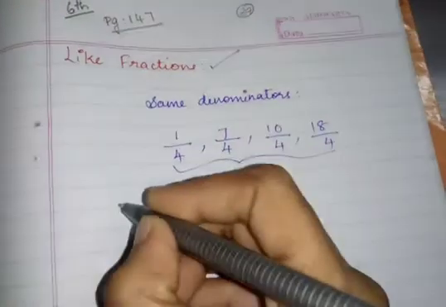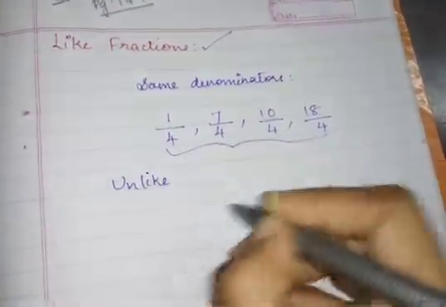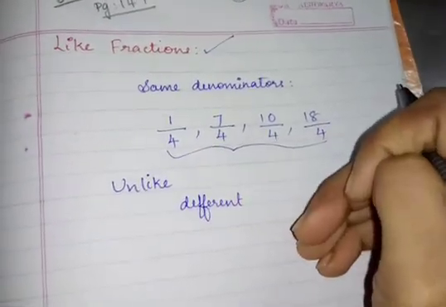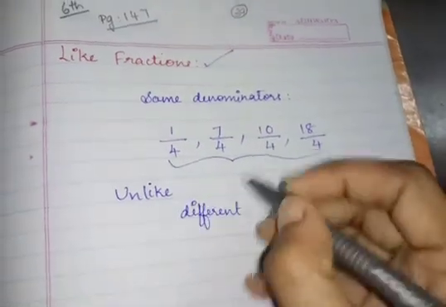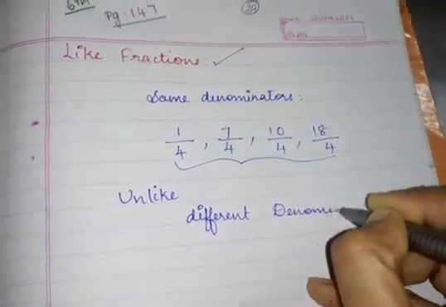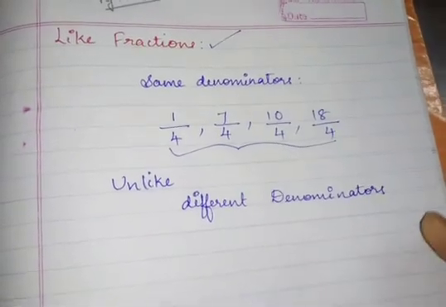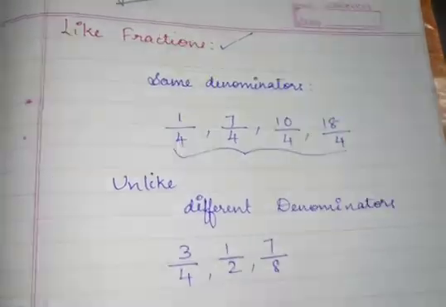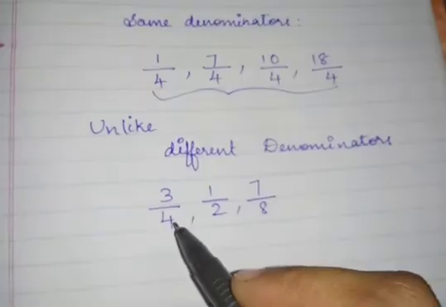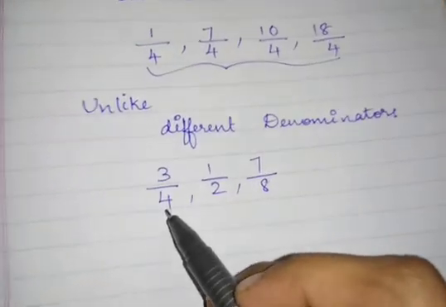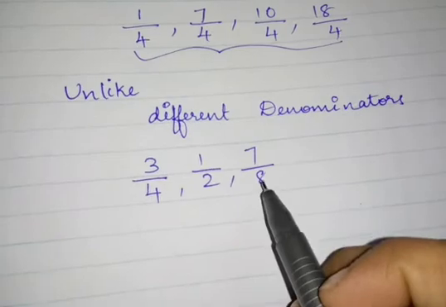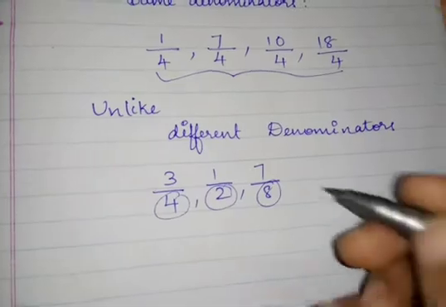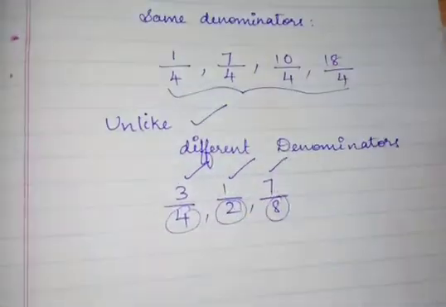So what is meant by unlike fractions? Fractions with different denominators, just the opposite of like fractions. Unlike fractions will have different denominators. I'll give you an example: 3 by 4, 1 by 2, 7 by 8. In this, all three have different denominators. What is the first denominator here? 4. Next is 2. Next is 8. So all three have different denominators, so these three fractions are called unlike fractions.